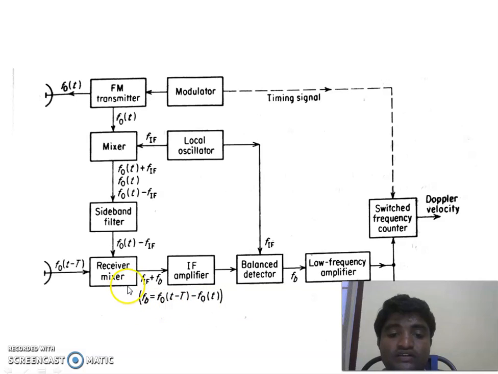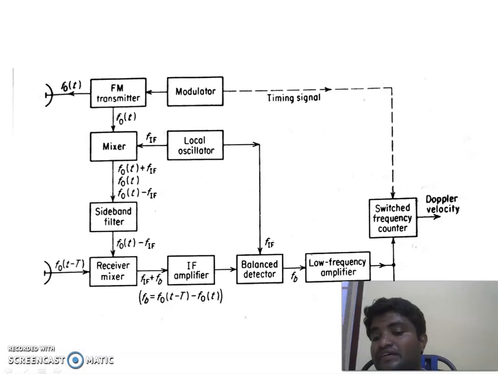The mixer output is the intermediate frequency plus the beat frequency, and this IF amplifier allows the intermediate frequency and the frequencies around it. The balanced detector will eliminate the high frequency component and allow only low frequencies. The low frequency signal is the beat frequency signal, and this beat frequency consists of both range frequency and Doppler frequency. The range frequency is measured with the help of an average frequency counter. It will give the range or height between the surface of the earth and the aircraft.